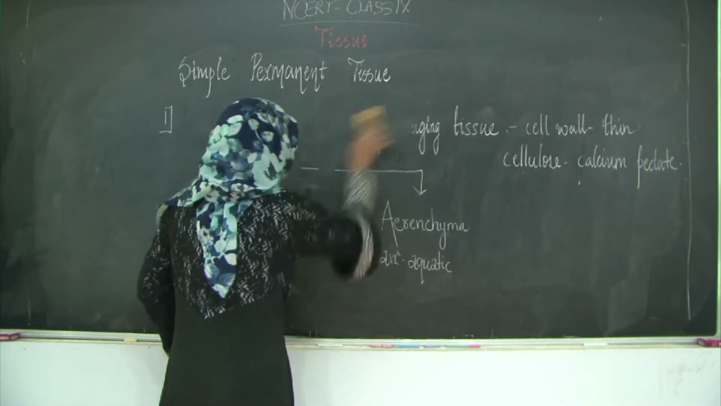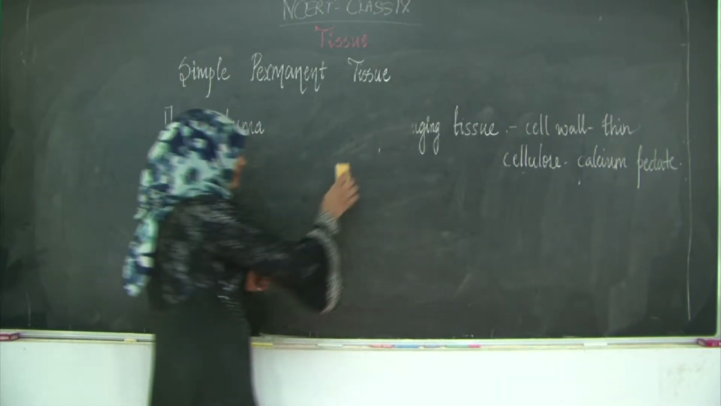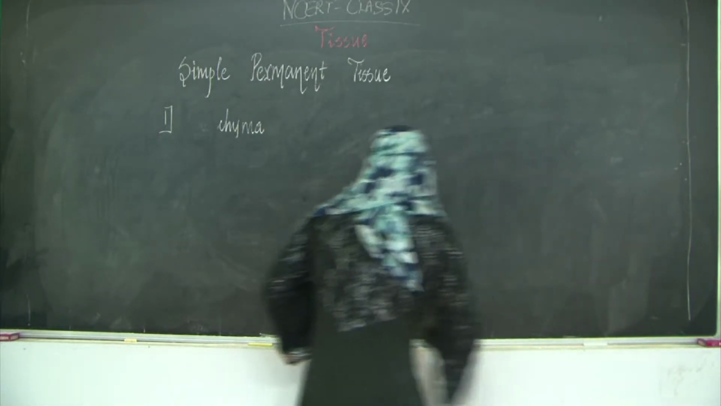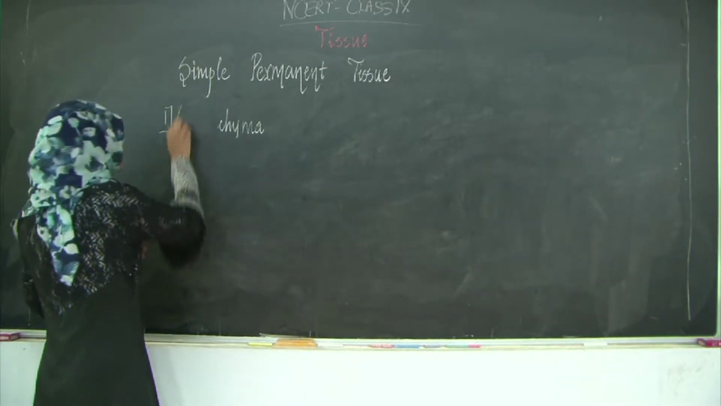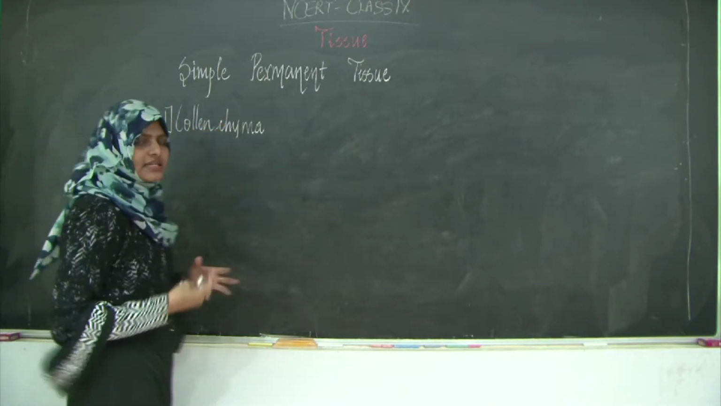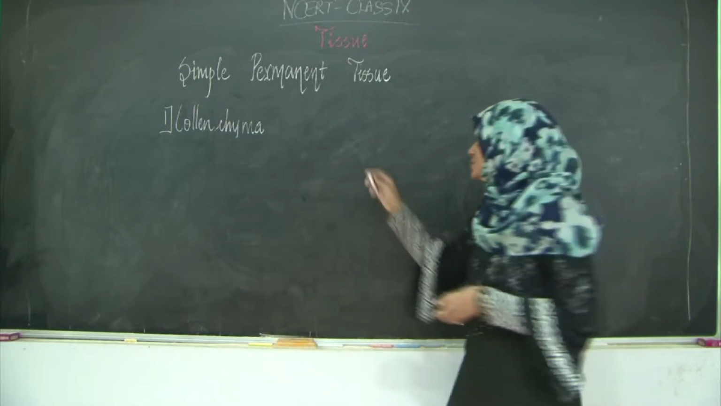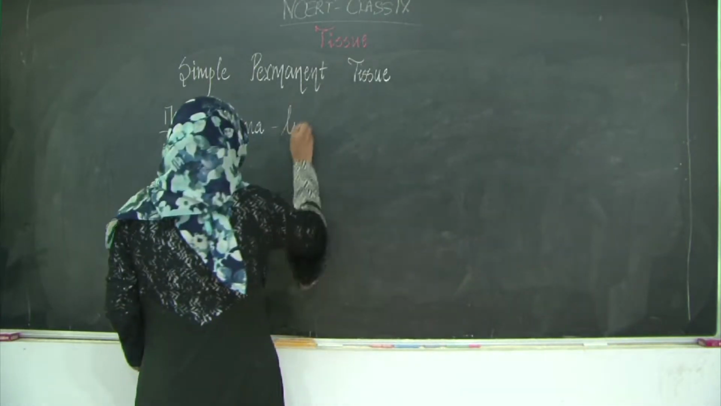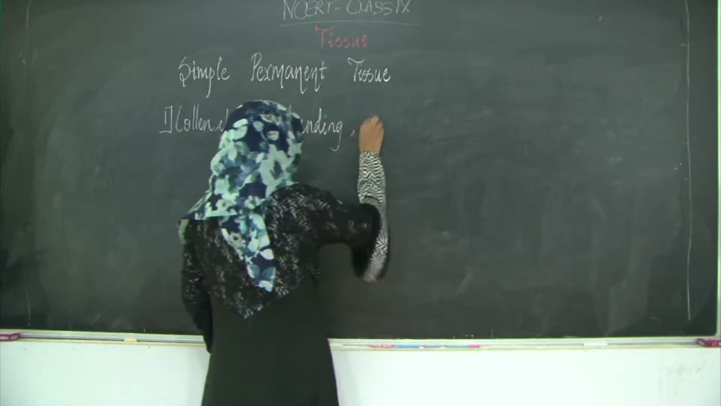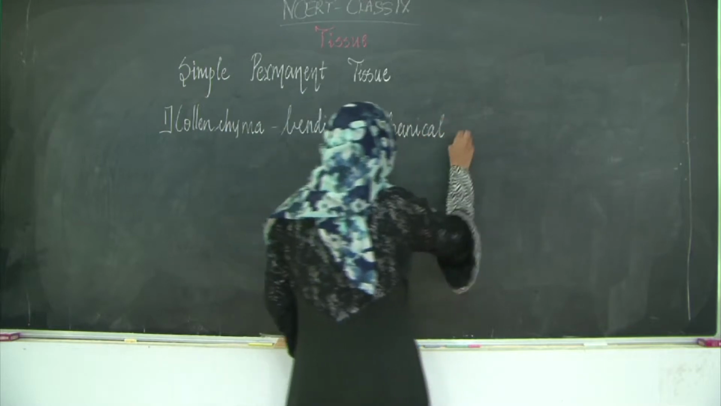Now this collenchyma is generally providing mechanical strength to the plant. It is present in the places where you can bend the plant easily. So where will it be present? It will be present in the leaves and even in the small stems. So it helps the plant in bending and provides mechanical support.